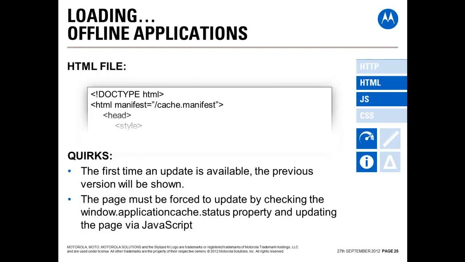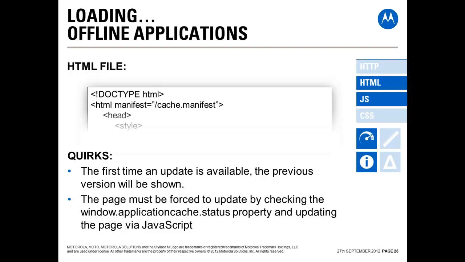This is how to define that a web app wants to be available offline. You add a manifest attribute to the HTML tag, and this will be where to find the cache manifest on the server. For this one, the cache manifest is on the root of the server, and it will download that manifest and read it.